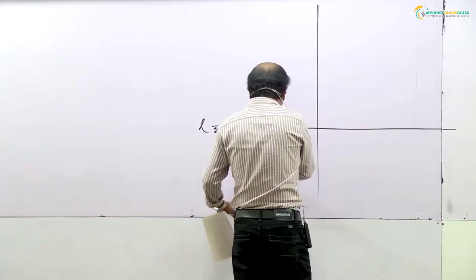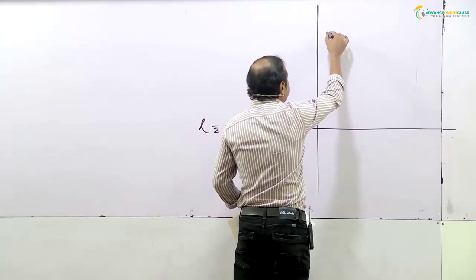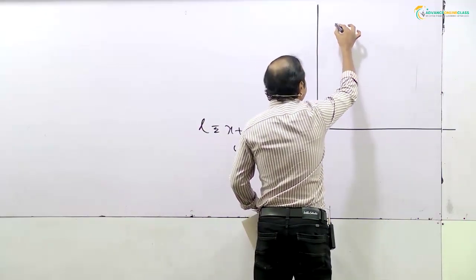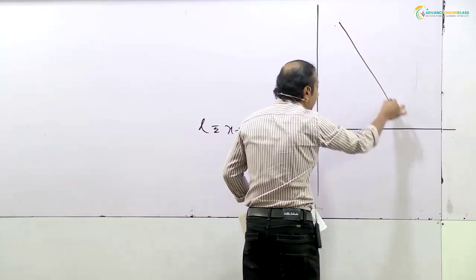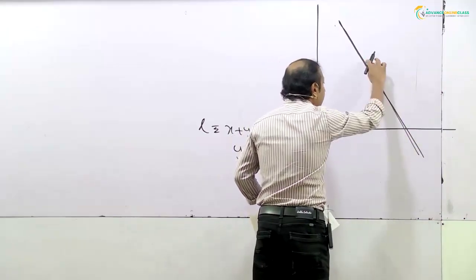So here the gradient is -1 and the intercept is +4. The line should be like this, isn't it? It was a line like this. This is a line L, right?